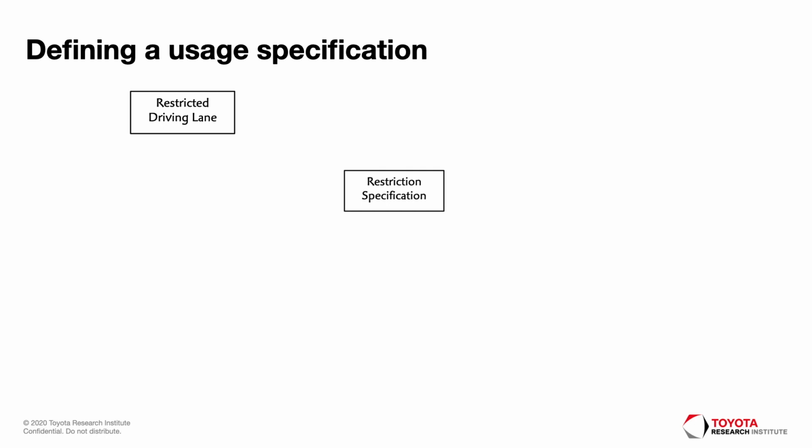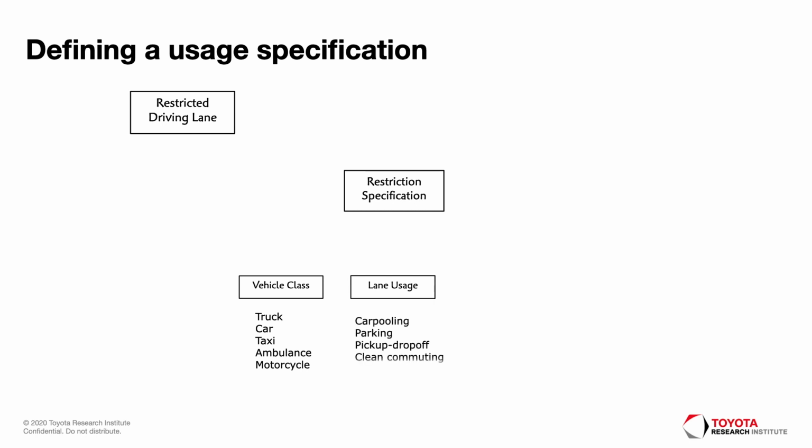So let's see how this might work. Let's see what components we might need for our restriction specification. We start off with the vehicle class, and some example instances might be truck, car, taxi, ambulance, and so forth. The other component of our specification is the lane usage, where examples could be carpooling, parking, pickup and drop off, and so forth. Finally, we model the time periods.